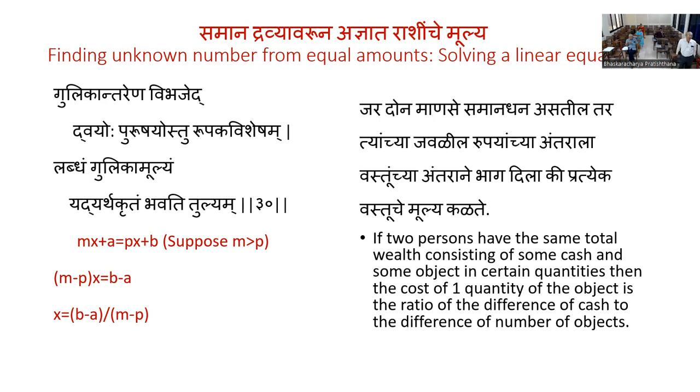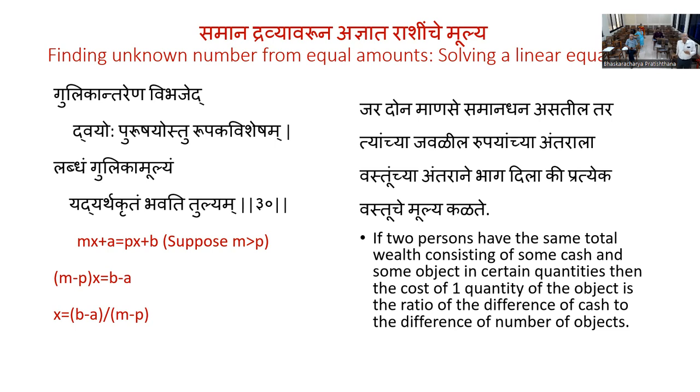So (m minus p) times x is equal to b minus a, and x is equal to b minus a divided by m minus p. Okay. So he has given the final answer, which is obtained algebraically in this way, that gulikantar is m minus p here. You should divide by that. Dvayoho purushayoho rupaka vishesham.